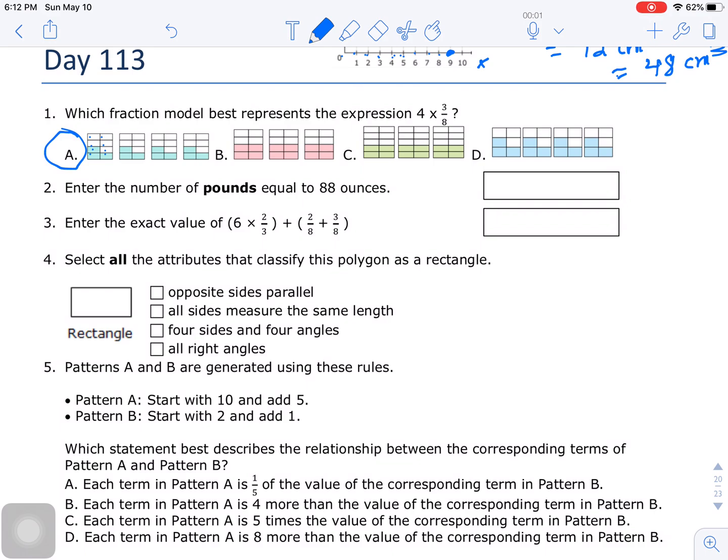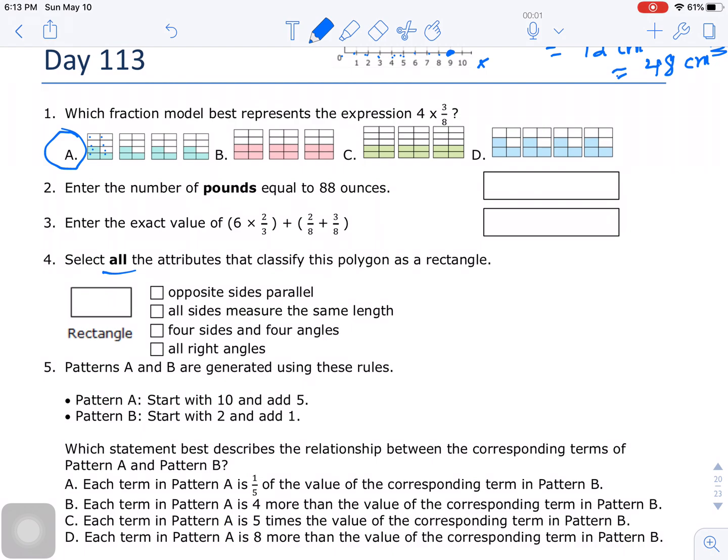I'm going to move on to problems 4 and 5, and then I'm going to put my scratch pad up and do problems 2 and 3. So problem number 4, select all attributes, and notice that the word all is bolded. All the attributes that classify this polygon as a rectangle. What is a polygon? Yes, it is a many-sided object. So what makes a rectangle a rectangle?